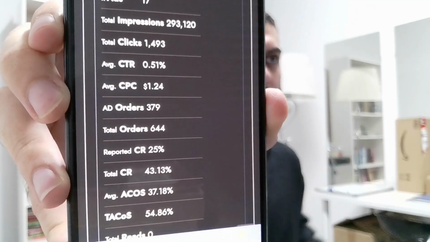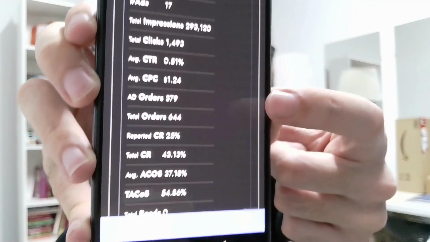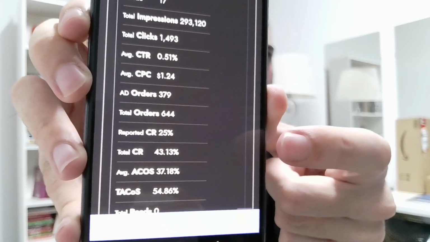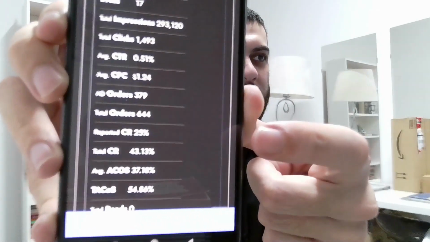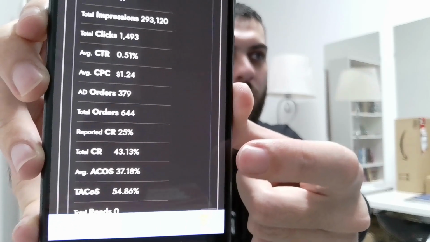I forgot that I promised you to show you my conversion rate. So can you see reported CR? So let's see. Here I got under orders. Reported conversion rate is 25%. And total conversion rate is 43.13. So I have a conversion rate just for the ads, and then I have the conversion rate for organic plus ads. But it only counts the ads clicks in the total conversion rate. It doesn't count my organic clicks because there's no way for KDP to count your organic clicks.